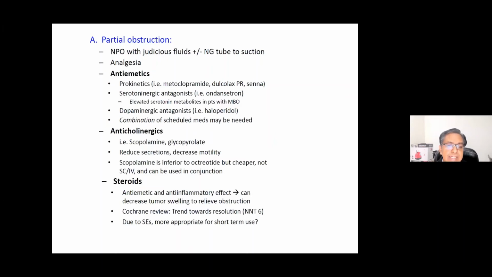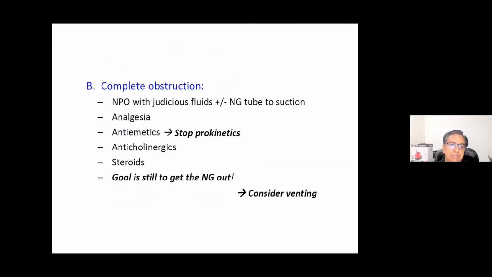The use of anticholinergics is primarily to reduce the secretions, and we can use agents like scopolamine, or at times octreotide can also be used, but since it is a little costly one, the scopolamine may be an acceptable one. The addition of steroids has a definite role. It is not only an antiemetic, but has an anti-inflammatory effect, can relieve the obstruction in these patients who have partial obstruction, and can improve the nausea and vomiting.